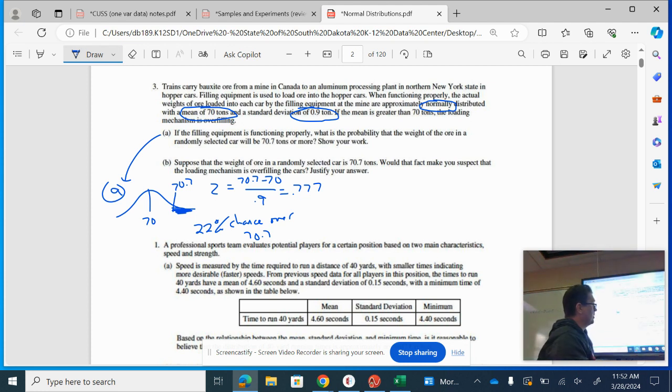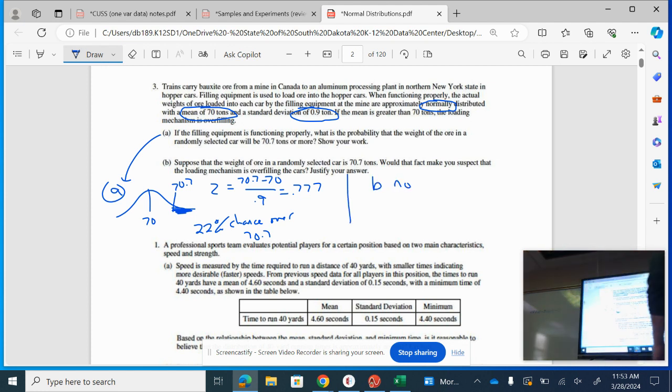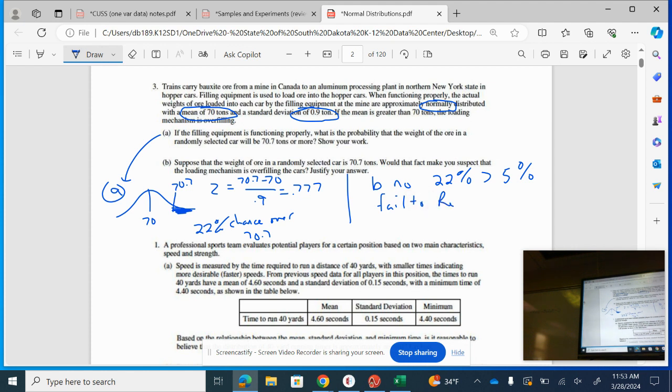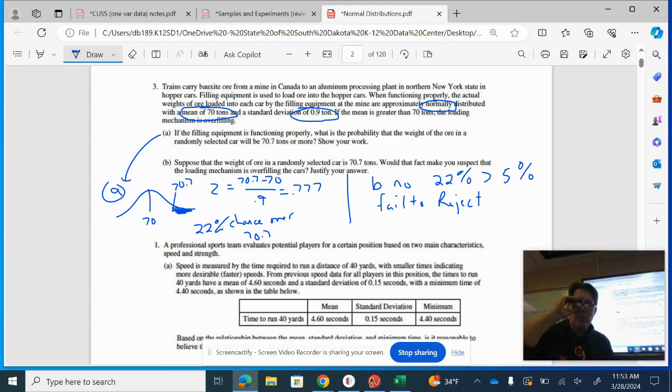B, suppose the weight of the ore is 70.7 tons. What would make you suspect it's overfilling the cars? Would that fact make you suspect it? And the answer to part B is really no. Okay, it's 22% chance. This is really a p-value question. That's greater than 5%. I'd fail to reject any null with that amount. 0.22 is bigger than 5%. So you can go on to explain that that's not a rare occurrence.